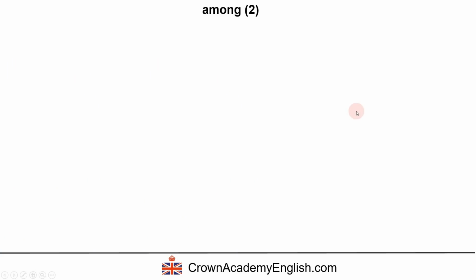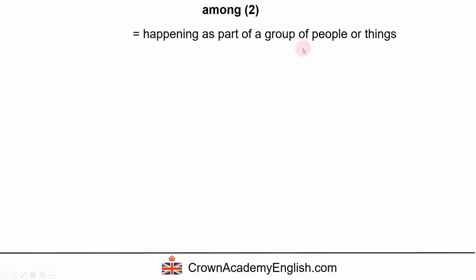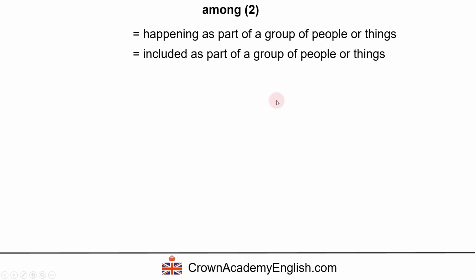Meaning number 2. Happening as part of a group of people or things. Included as part of a group of people or things. Let me give you 2 examples.